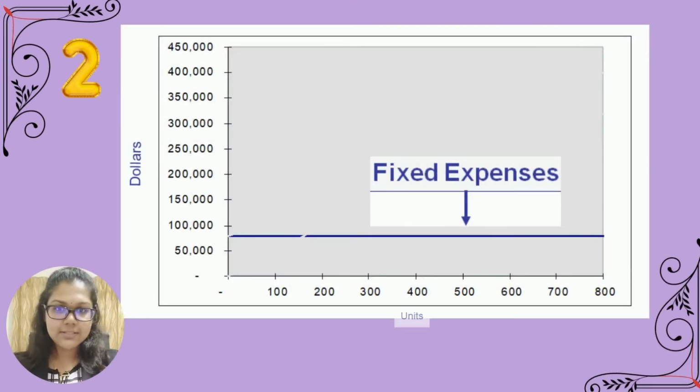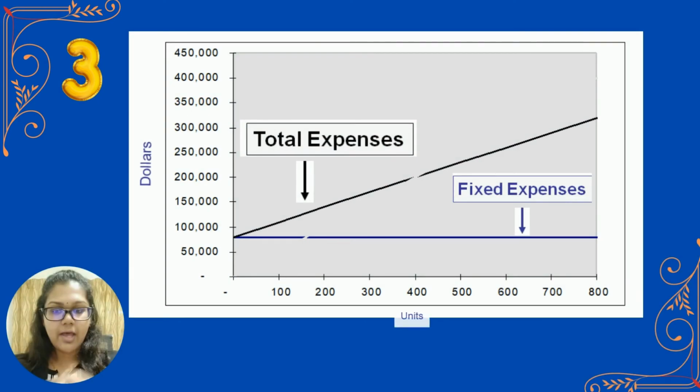Moving on, the second step is to draw a straight line parallel to the x-axis at the total fixed expenses point, which is RM 80,000, and label the line as fixed expenses, as shown in the diagram in the slide. In the third step, we have to draw a straight line starting from where the fixed expenses line intersects the dollar axis, which is the y-axis, as shown in the slide.